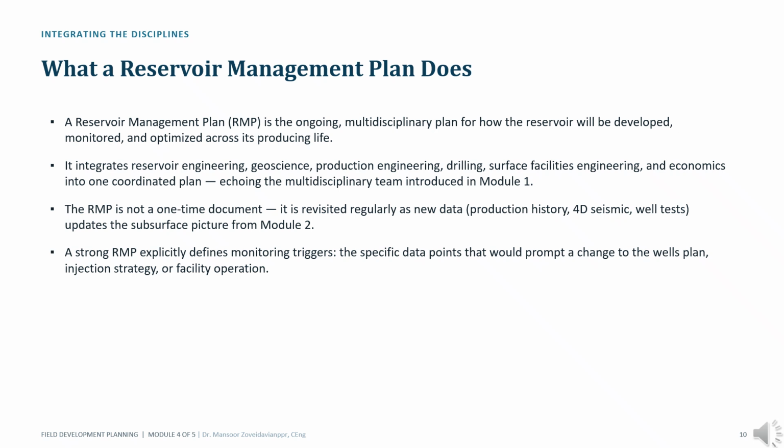The most effective RMPs also define specific triggers for action. For example, if pressure declines faster than expected or production falls below forecast, predefined actions can be initiated. In many ways, the RMP is where the planning work from Modules 2 and 3 becomes a living operational process.